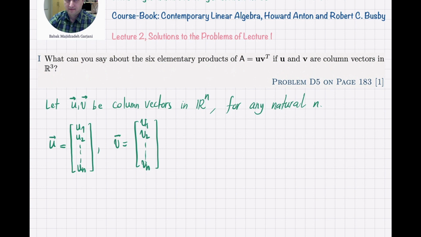But then my matrix A is defined to be the vector u multiplied by the vector v transpose. Yes, so then I need to write this in this form: u1, u2 up to un multiplied by the transpose of v, which is the row v1, v2 up to vn.